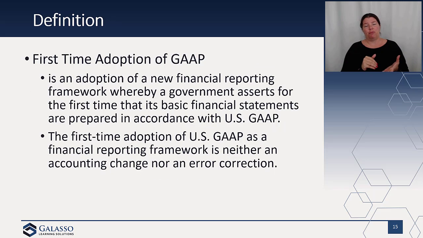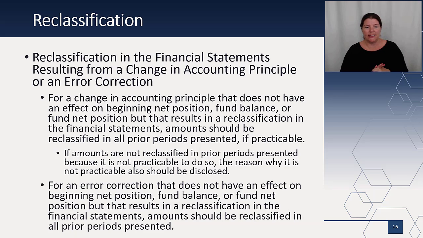Now, this is actually a pretty interesting one that they brought attention to, which is whether first-time adoption of GAAP, maybe you're using cash basis or modified cash basis. You see a lot of small governments in certain states where that's more prevalent. If they switch to GAAP, right now, what is that? And so the first-time adoption of GAAP is an adoption of a new financial reporting framework. And so it's not an accounting change. It's not an error correction. So a little bit of a focus that I really don't think we've addressed prior to this.